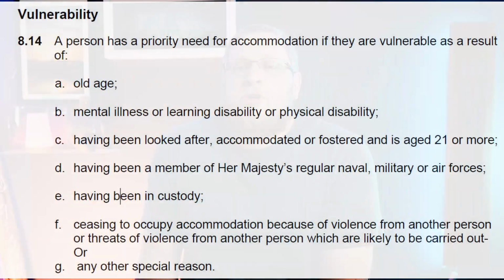So if you look at 8.14 of the Code of Guidance, it basically states that you are in priority need if you're vulnerable as a result of any of the following. And if I just quickly go through them, so A, old age; B, mental illness or learning disability or physical disability; C, having been looked after, accommodated or fostered and aged 21 or over; D, having been a member of His Majesty's regular naval, military or air forces; E, having been in custody; F, ceasing to occupy accommodation effectively because of threats or actual violence; or G, any other special reason. So these are the kinds of things that the law is envisaging would render someone vulnerable or could render someone vulnerable.